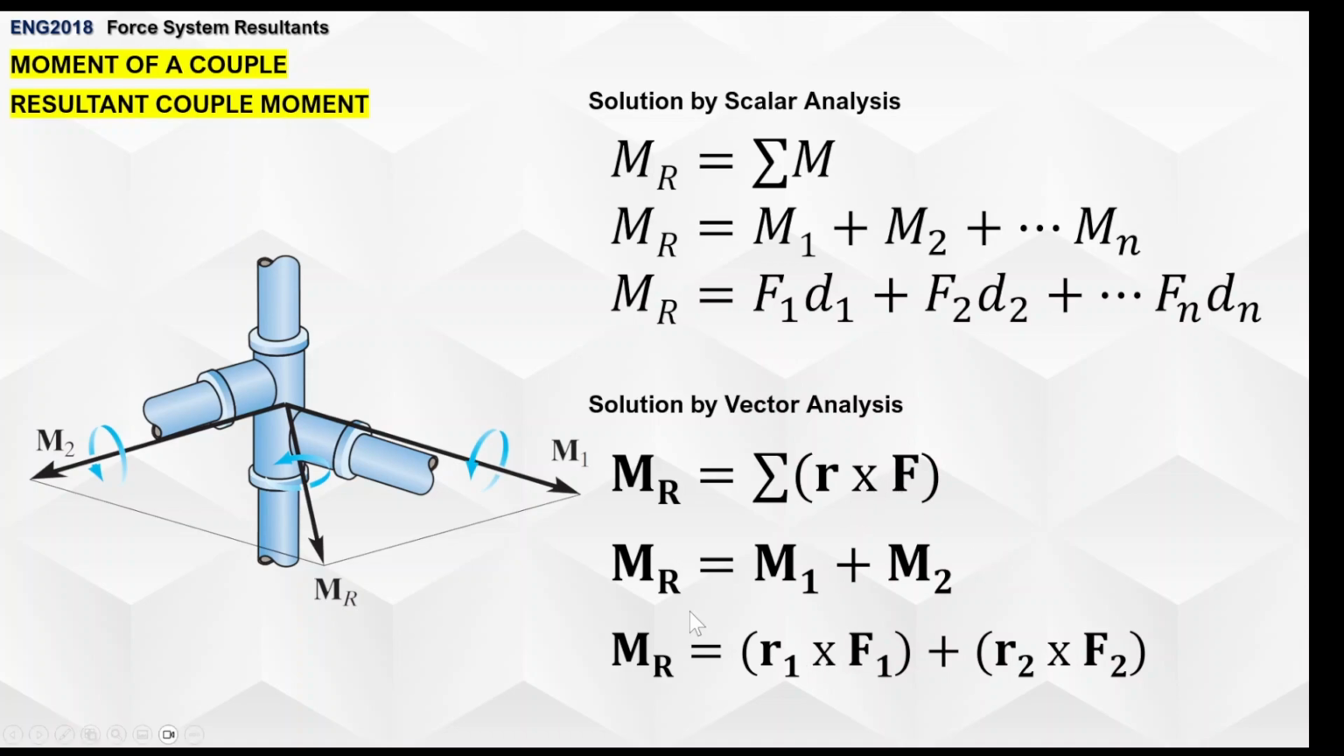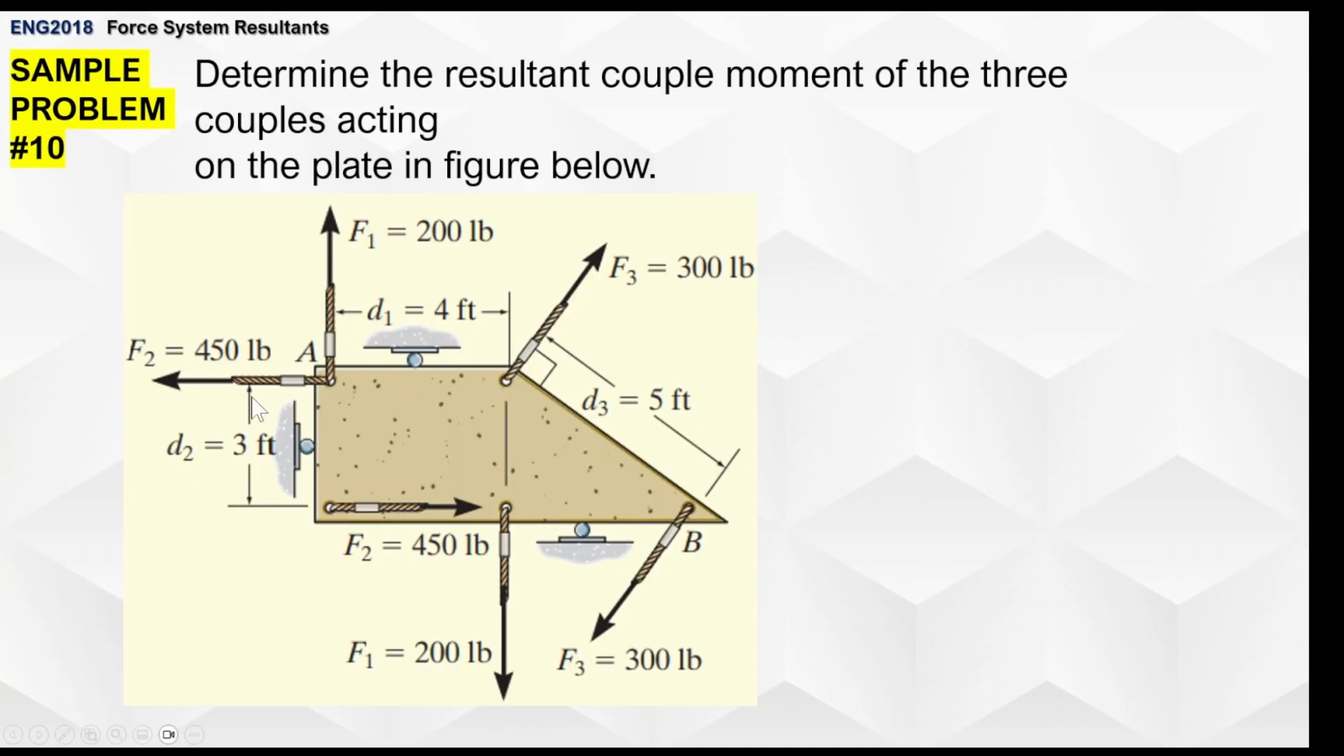So in this particular case, for example, this one, so M1 and M2. So we get the cross product ng M1, the cross product ng M2, and would yield yung resultant vector niya. Okay? So, again, let's try to solve a problem to understand more about this. So we have a sample problem number 10 here, okay? We're being asked to determine the resultant couple moment of the three couples acting on the plate in the figure below.